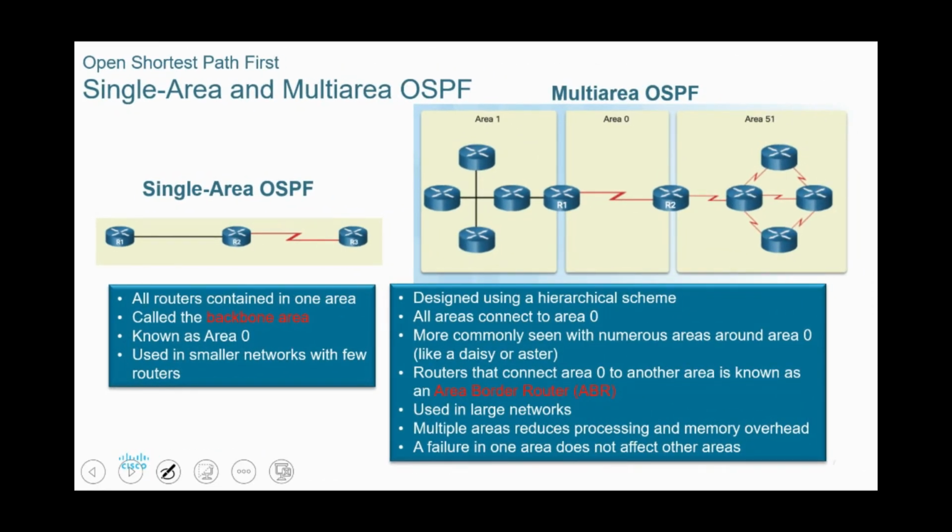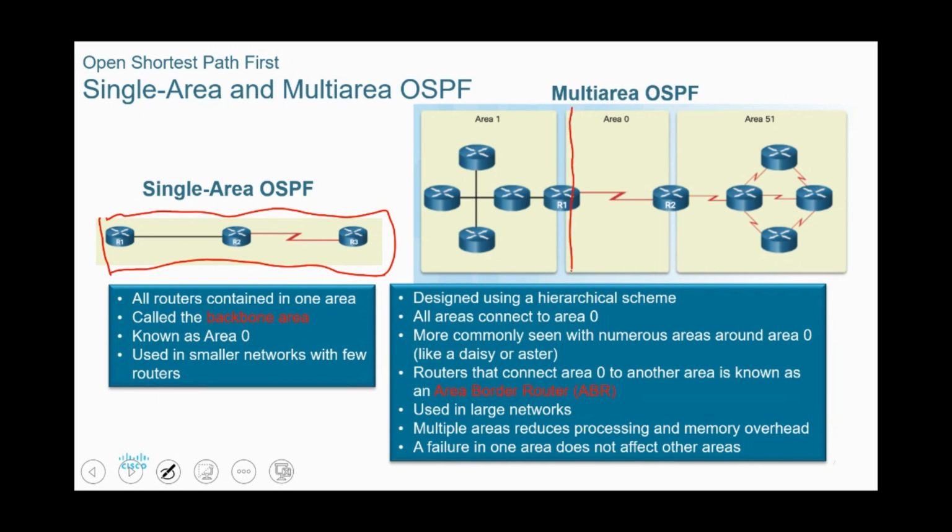Okay, now let's talk about single-area OSPF. Single-area OSPF is where all the routers are contained in one area. For example, all these routers are in one area called the backbone area, known as area 0. When you configure it, you configure it as area 0. By default this is a single area, used in smaller networks with a few routers. However, if you have multi-area OSPF, this is how it looks.